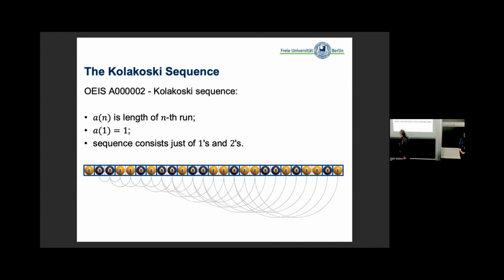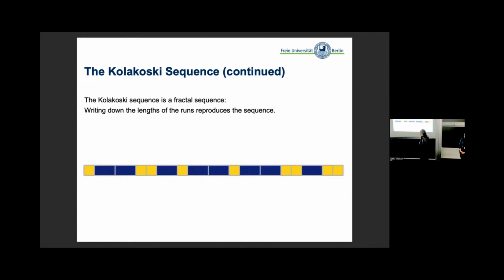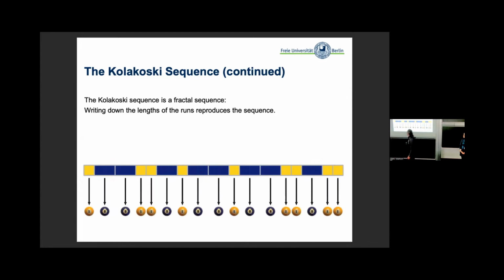And if we now look at this sequence and just keep the boxes and drop out all the numbers, we can look at how long these boxes are. So now they are again colored: boxes which have just place for one number are now yellow, and the boxes with two numbers in are blue. And if we just take these colors again to write the length of the runs, then it reproduces the same sequence.